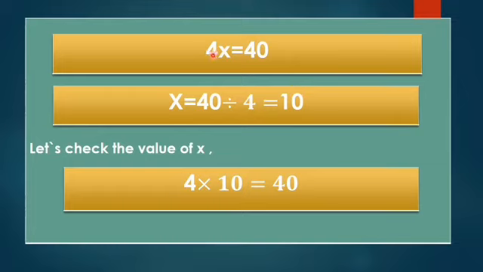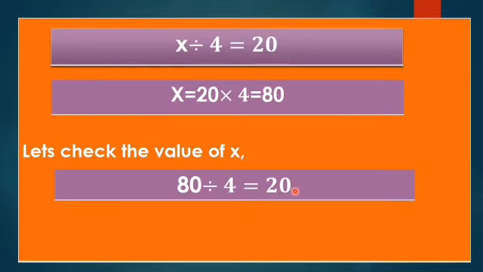We put the value of x into the left side. 4x means 4 multiplied by x. The value of x is 10, and 4 into 10 is 40. The right side is 40 and both are equal. Then the answer x is equal to 10 is correct.